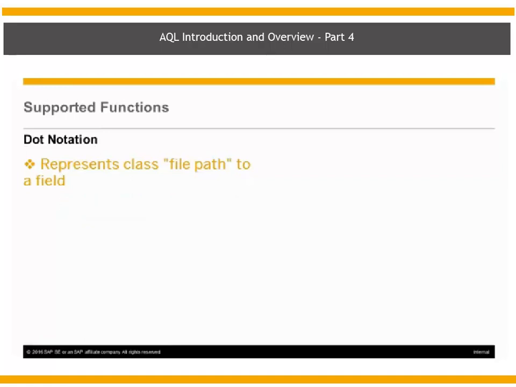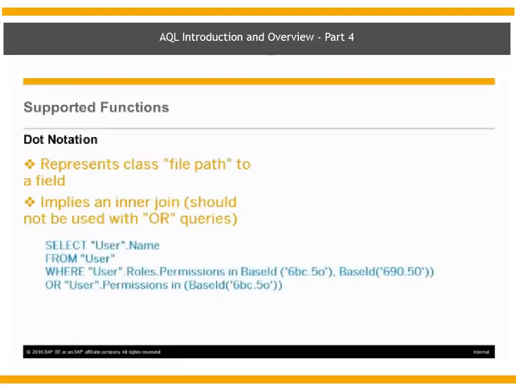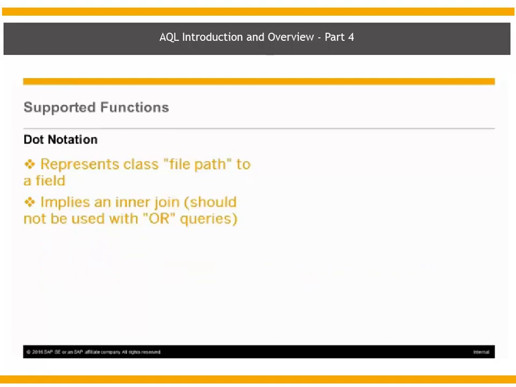Dot notation has an important limitation though. Dot notation always implies an inner join and should not be used in queries with an OR component, as it will ignore the OR portion of the query. If we look at our example below, note that it will only look for the users with the specified roles and permissions. It will ignore the second half of the query. That being said, dot notation is highly encouraged when appropriate and is a best practice when writing queries.